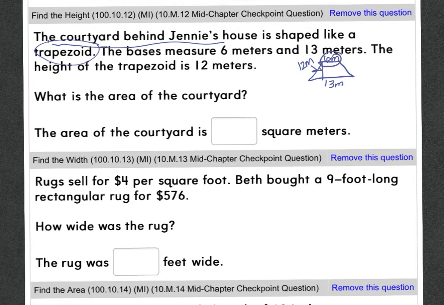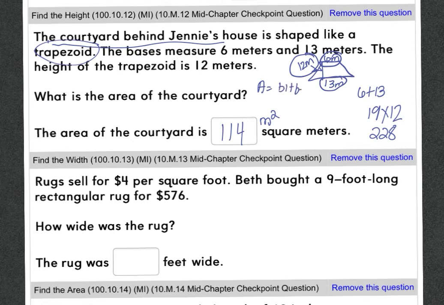So remember, I'm going to add both my bases together. So I get 6 plus 13, which is 19. So my bases are 19, and I'm going to multiply that times my height, 19 times 12, which is 228. And then remember, a trapezoid is half of a parallelogram, just like a triangle is half of a parallelogram. So half of 228 is 114 square meters, or meters squared. So again, remember that formula is area equals the base 1 plus the base 2 times half times the height.